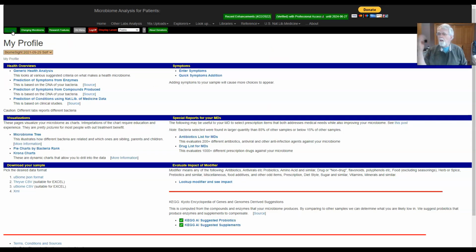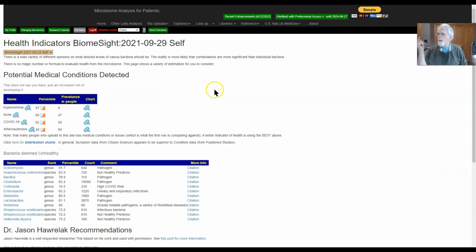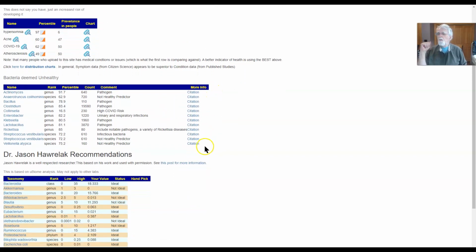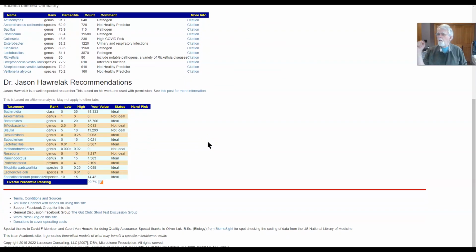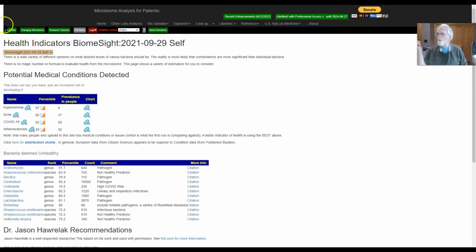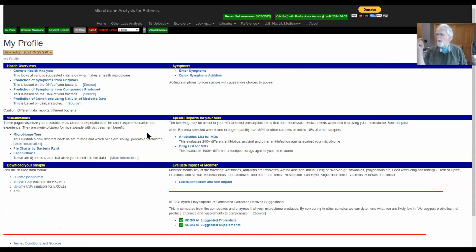So we can go in there and we see my profile. You can go in and click here, look at the generic health ones, and we see things. As you see, the hypersomnia is the only thing that sticks out. Everything else is basically nothing there. We have the bacteria, which are potentially problematic, and we have Jason's one, and again we're back in the 99 percentile range. So that's it. We can go back to my profile.